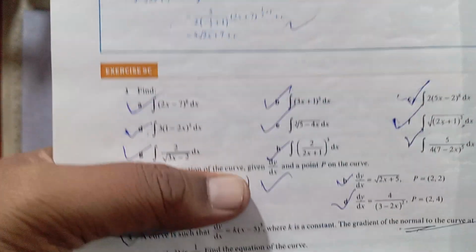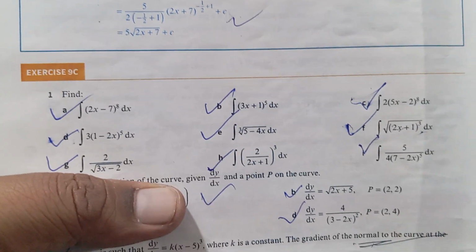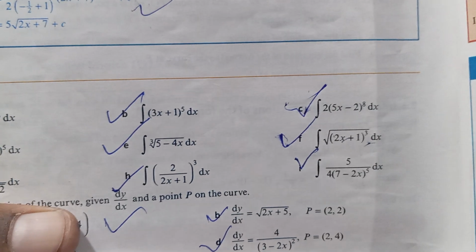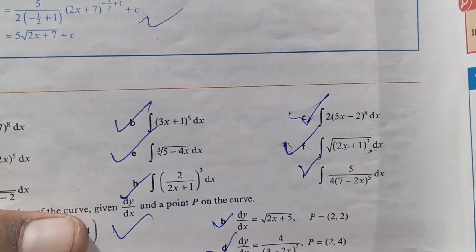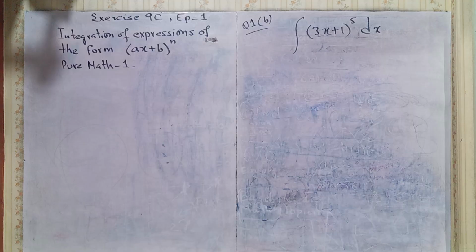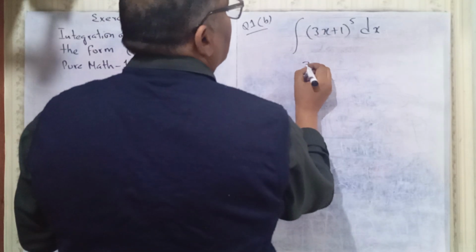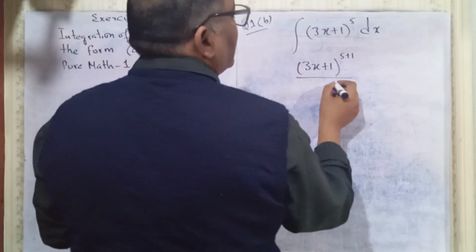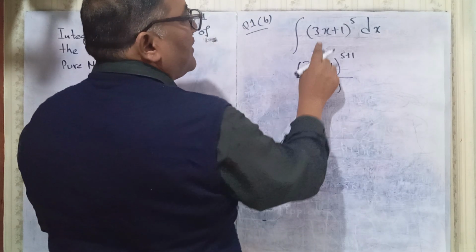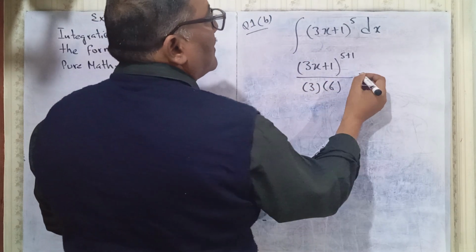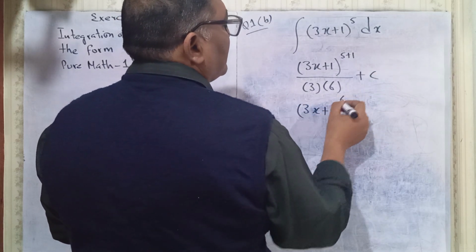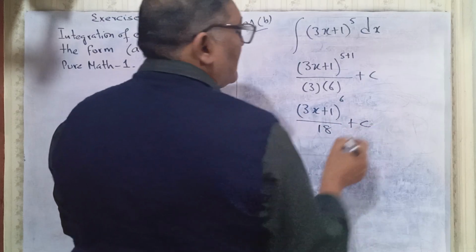So now, my dear students, we are going to work on question number 1 and its b part, and you can see the b part on your screen. So we have to integrate it. Very simple. The power will be increased by 1. So it will become 5 plus 1, that's 6. That 6 will be here. Whatever is the number here, that will also come here. And plus c. So this will become 3x plus 1 raised to power 6 divided by 18 plus c.